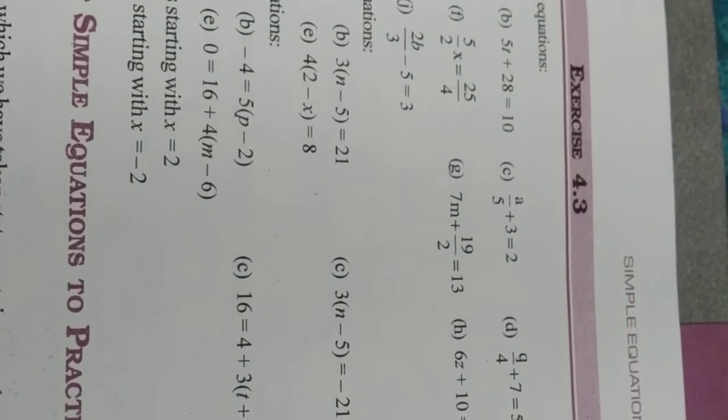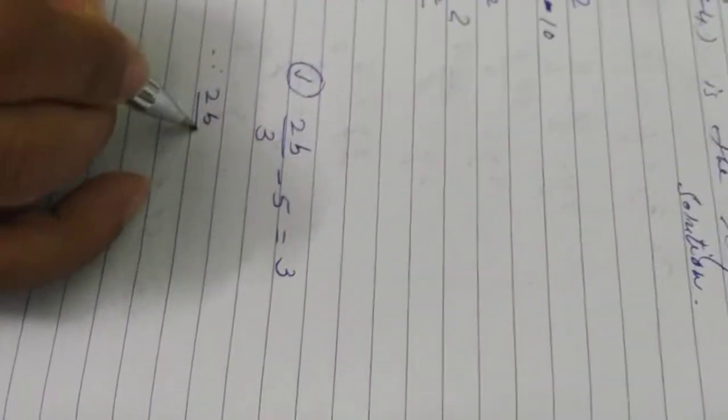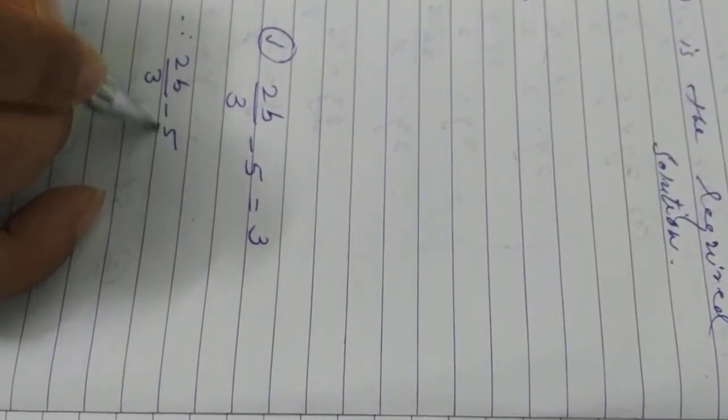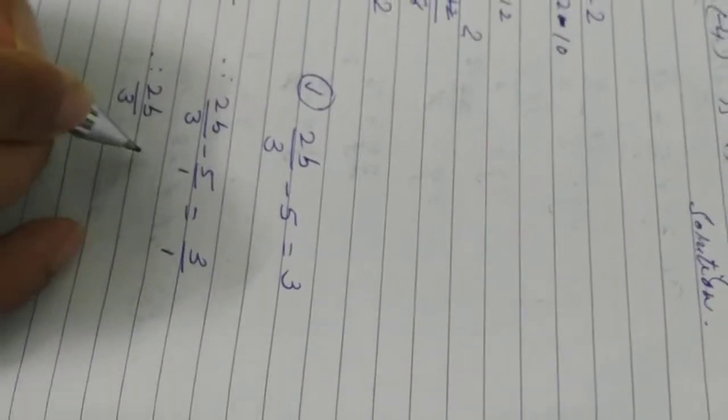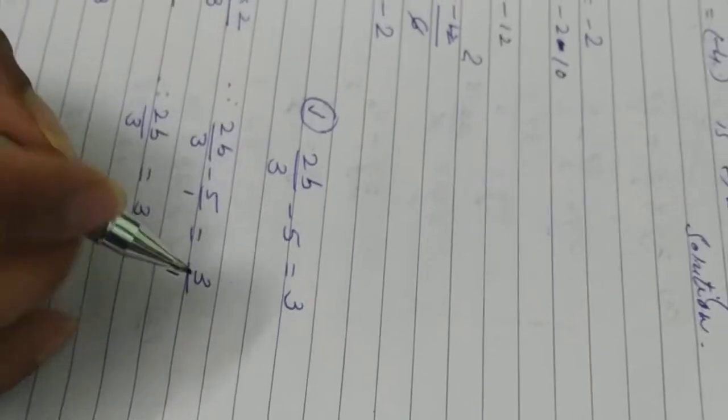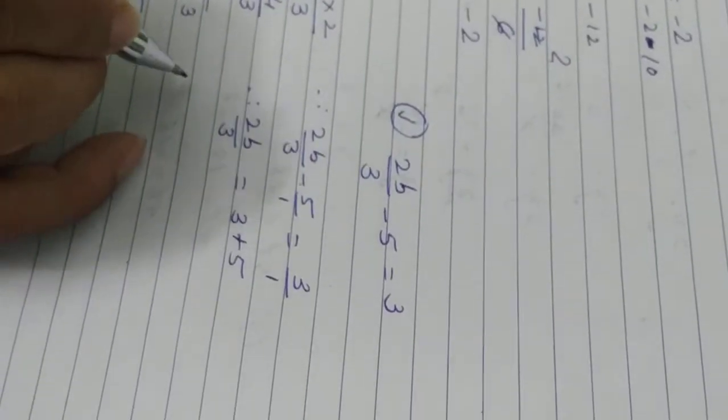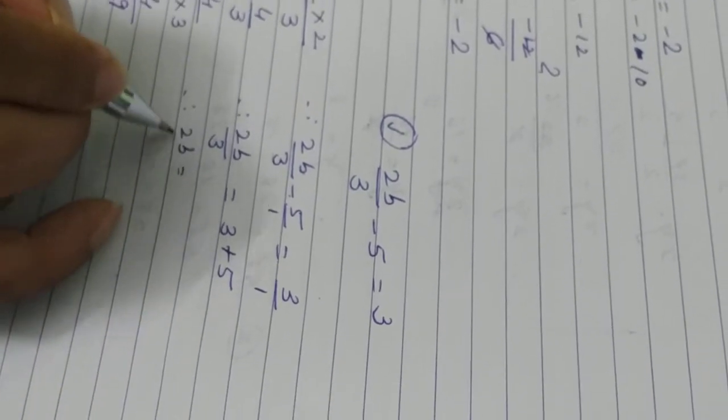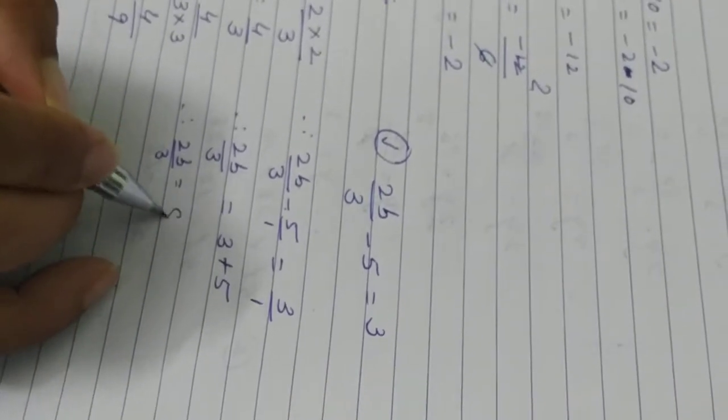2b upon 3 minus 5 is equal to 3. Therefore, 2b upon 3 minus 5, right? Therefore, 2b upon 3 is equal to 3 minus 5. So, what? Plus 5. Therefore, 2b upon 3 is equal to 3 plus 5, 8.